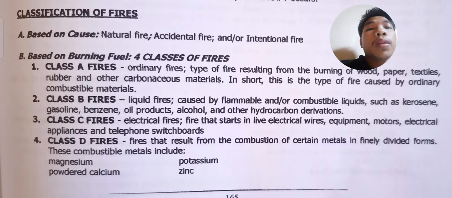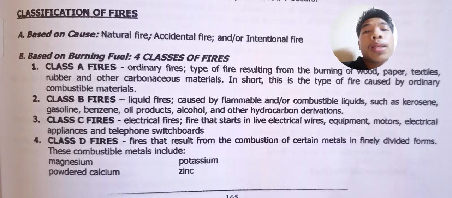Class B fires are liquid fires caused by flammable or combustible liquids such as kerosene, gasoline, benzene, oil products, alcohol, and other hydrocarbon derivatives. So class B fires are caused by liquids like kerosene and other oil products. Next would be class C fires, electrical fires, fires that start in electrical wires, equipment, motors, electrical appliances, and telephone switchboards. So class C fires are caused by electricity, like wires that spark and burn.